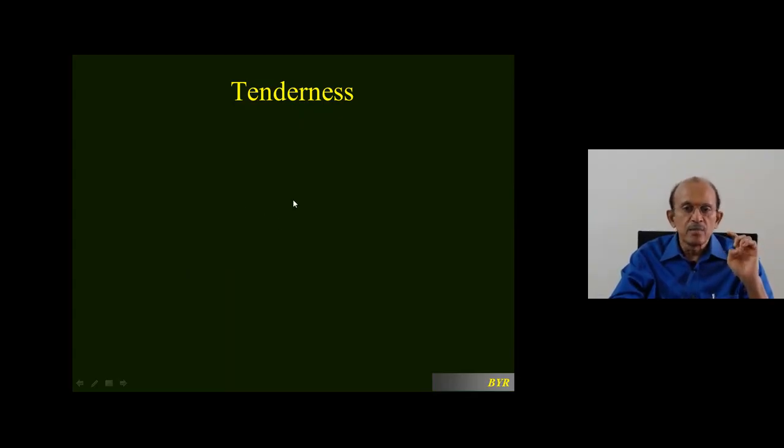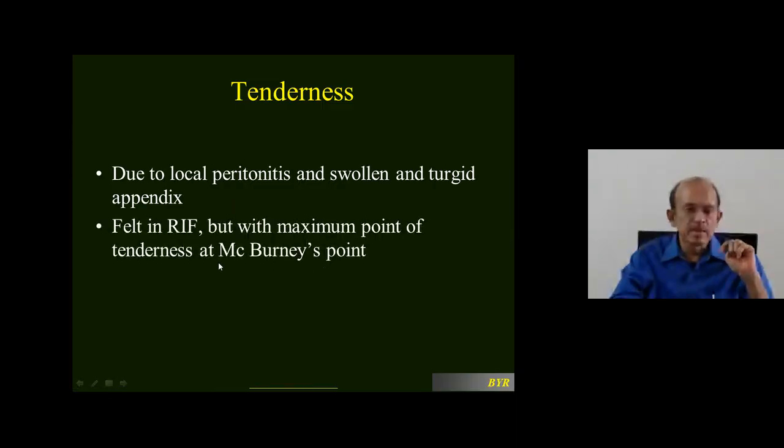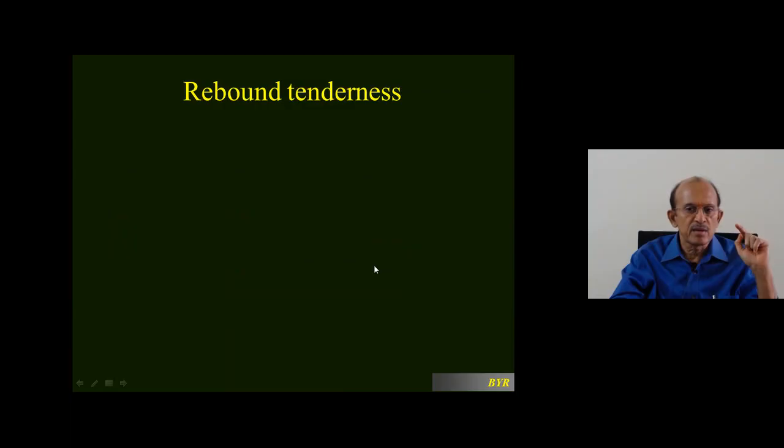On examination of this patient, you will notice tenderness. Due to local peritonitis and swollen and turgid appendix, tenderness is felt in the right iliac fossa, with maximum point of tenderness at the McBurney's point. The base of the appendix is always constant. So that's why usually the tenderness is better elicited at the McBurney's point.